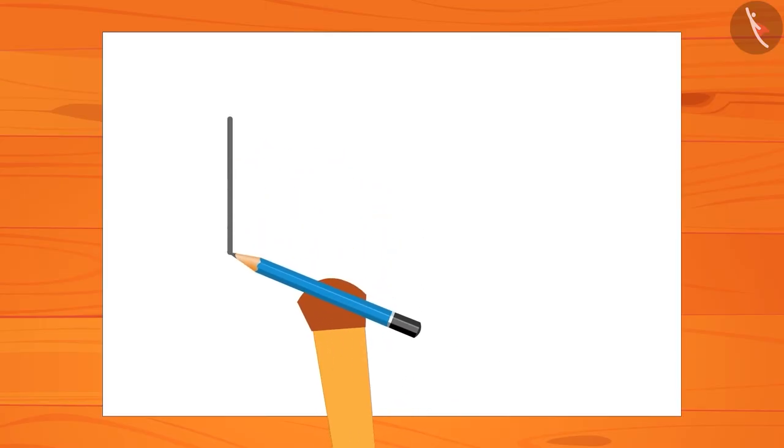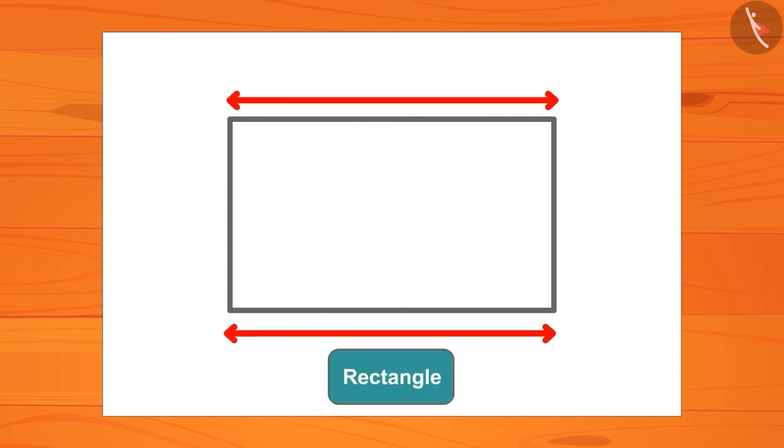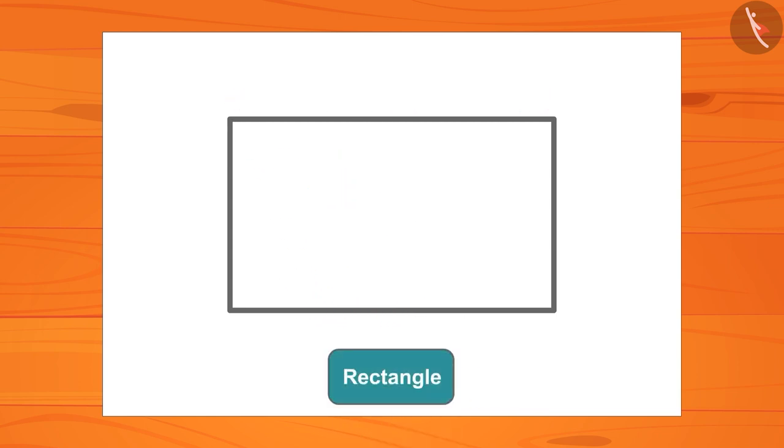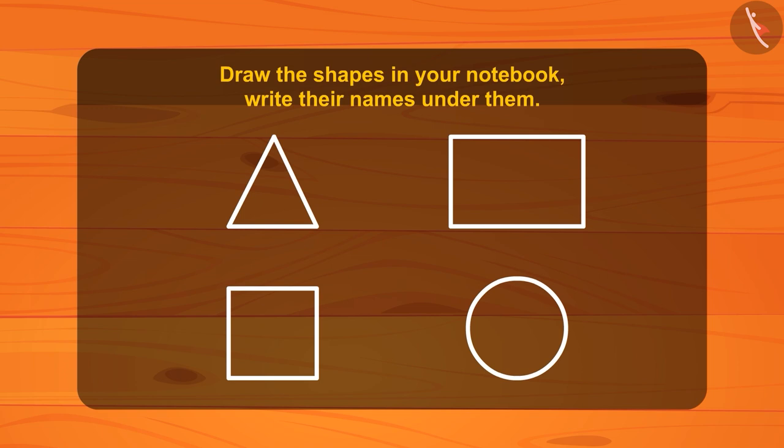And here, it is the rectangle. The lines above and below are the same. And the lines opposite to it are the same. Exactly, Gaffy. Now it's your turn, children.